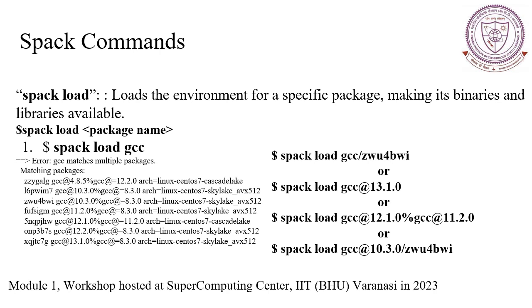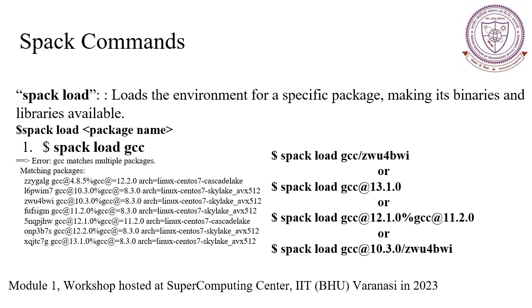If we have to load the GCC compiler with the hash key, we simply write spack load GCC slash and its hash key. When you initially run spack load GCC, Spack gives an error message. With the error message, it lists all the GCC compilers with their hash keys. Whichever GCC you want to use, simply copy the hash key and paste it there.